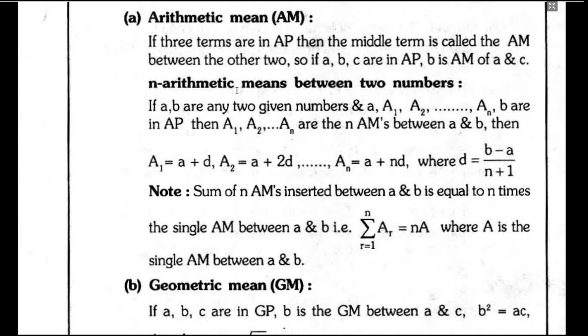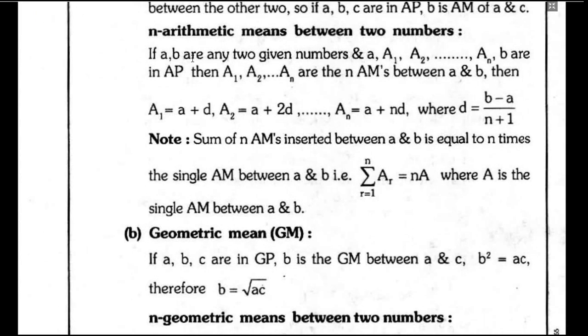Now if you want to insert n arithmetic means between any two numbers, suppose A and B are the numbers, and you want to insert A1, A2, ..., An such that they are in AP. Then A1, A2, ..., An are the n arithmetic means between A and B. Then you have A1 equal to A plus D, A2 equal to A plus 2D, An equal to A plus nD. Now see, the total number of terms has increased. N numbers you have inserted, and 2 numbers were already there, so the total number became n plus 2.